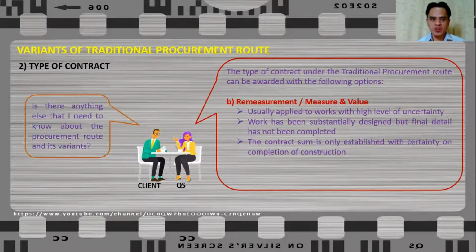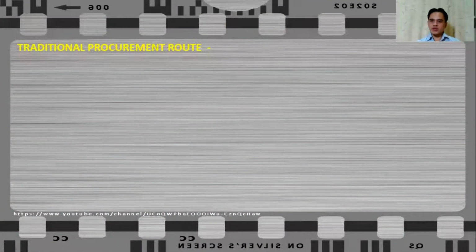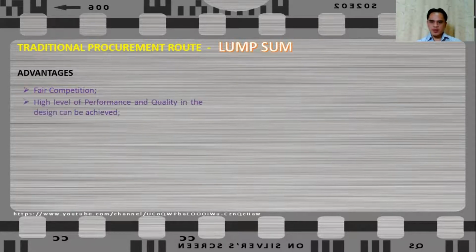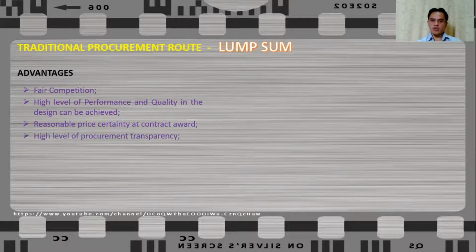construction. Now, what are the other things that you need to know or understand about traditional procurement route and its variants? Let's see. In order for a quantity surveyor to provide a reasoned advice to the client, the QS must be fully aware of the characteristics of each option. Let's take a look at traditional procurement route lump sum type. This option provides the following advantages. It promotes a fair competition as all tendering contractors are bidding on the same basis. High level of performance and quality in design can be achieved as the client has significant control and involvement during the design process. Reasonable price certainty at the contract award can be achieved based upon the market forces. High level of procurement transparency.